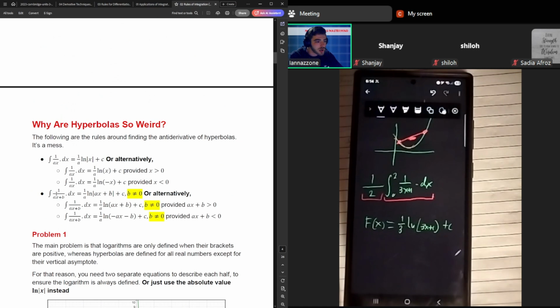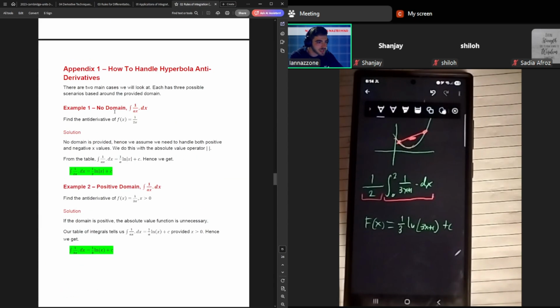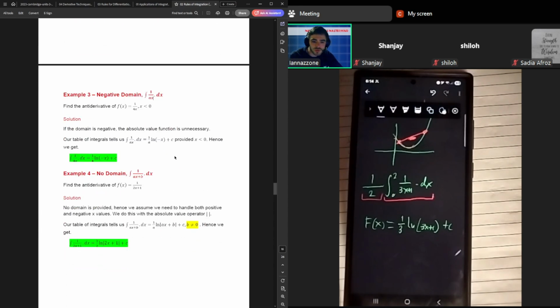But if you don't really care why, if you just care that, then you can just use those 2 dark bullet points. And I have a whole thing in an appendix at the back here to say, hey, look, here's what you do if there's no domain. Here's positive domain. Here's negative domain. I've got 6 examples covering all the scenarios if you would like to deeper explore what's going on with this hyperbola.